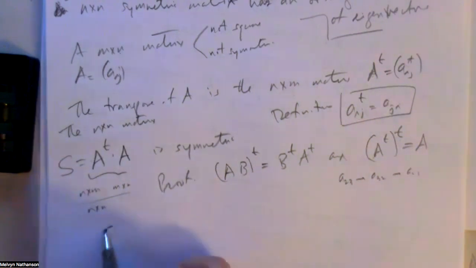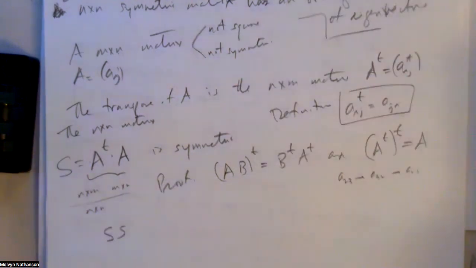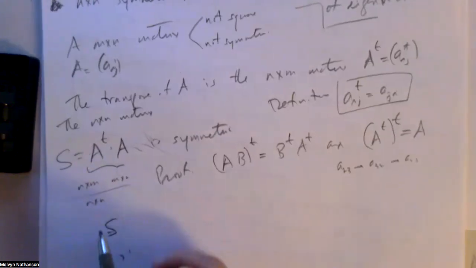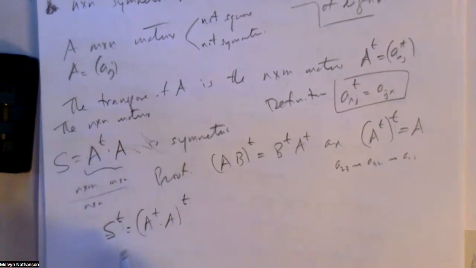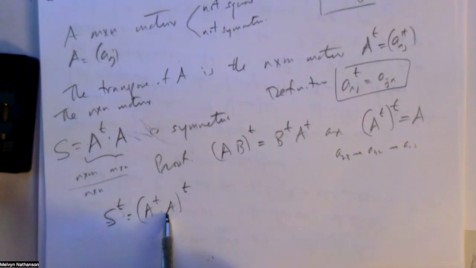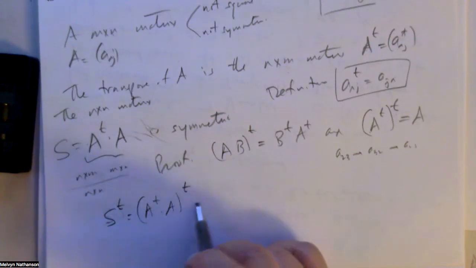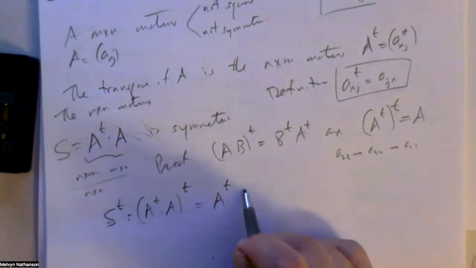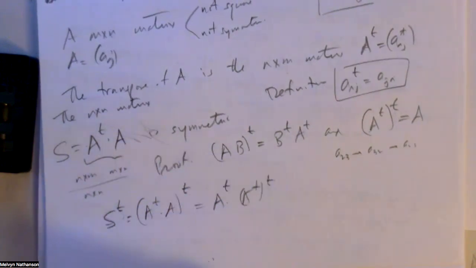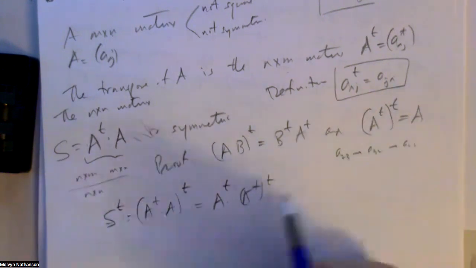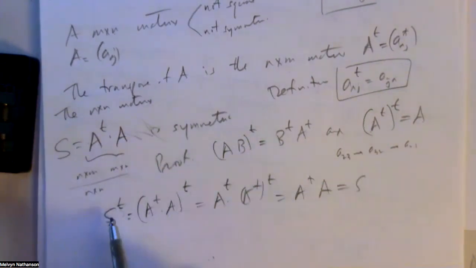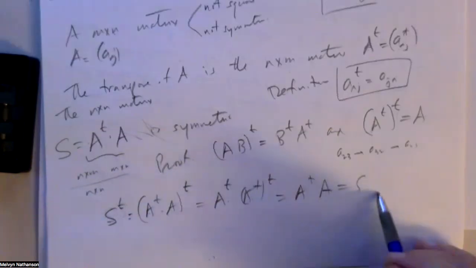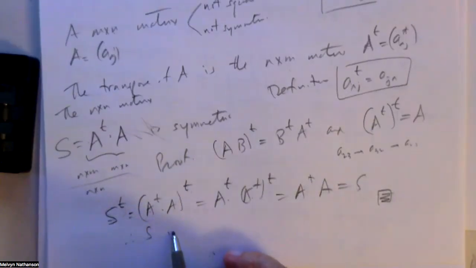So now let's look at S transpose. So this is S. S transpose is (A^T A) transpose. This is the transpose of a product, so it's the product of the factors in the opposite order. This is A^T times (A^T) transpose. But the transpose of the transpose of A is A. So this is A^T A, and A^T A is S. So S transpose equals S. End of proof. S is symmetric.